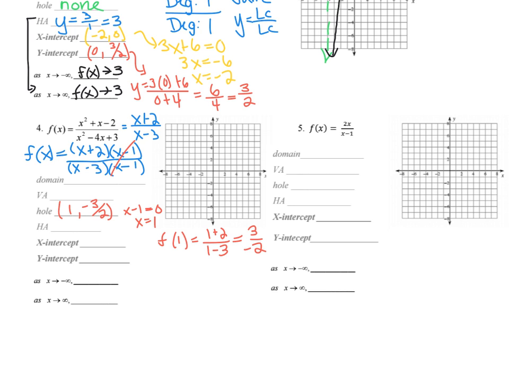So we are right about here. And I'm just going to put a circle right around that spot. Not a filled in dot, a circle, because our graph does not include that point. It's a hole. So let's go back to our domain. I know I skipped over it before.